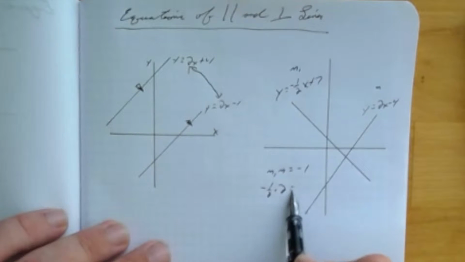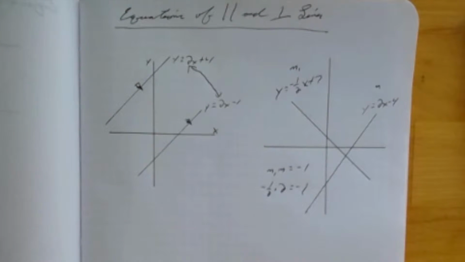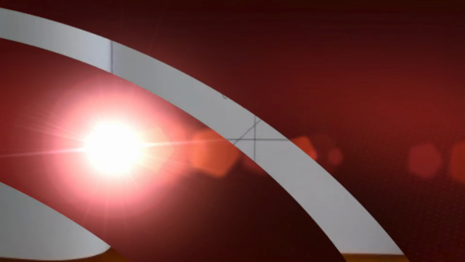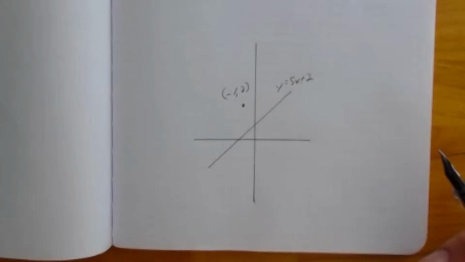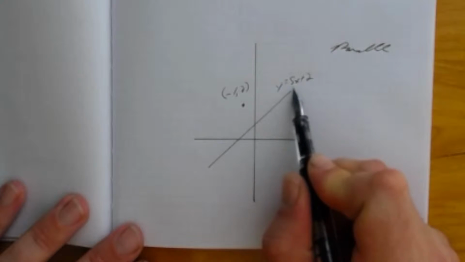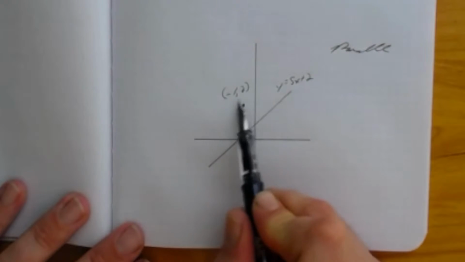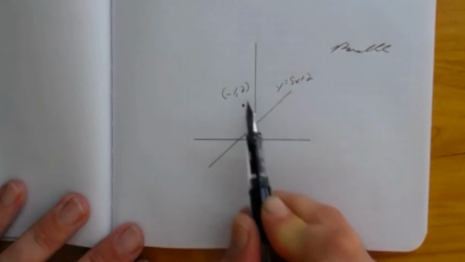-1/2 times 2 does in fact equal -1, and that's a reminder of perpendicular lines and their equations from when you took Algebra 1. Also a reminder from Algebra 1 is if I had to write an equation of a line parallel to this, y is equal to 5x plus 2, and I have to go through the point -1, 2.